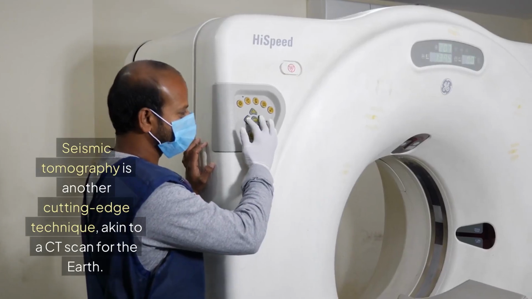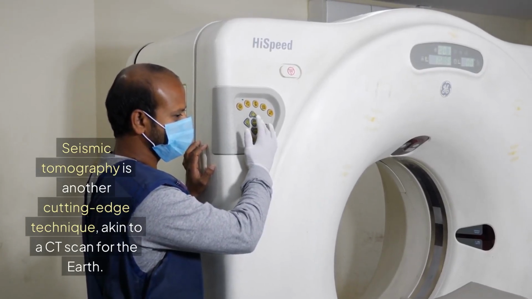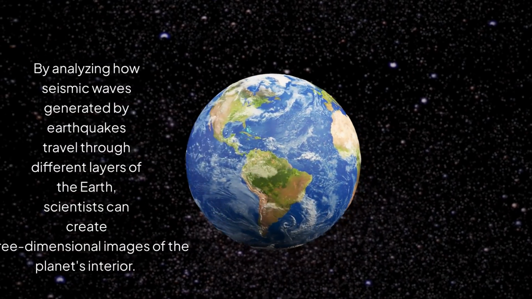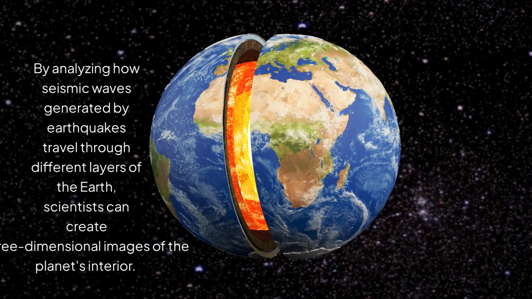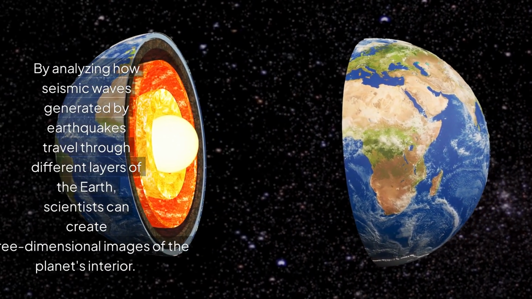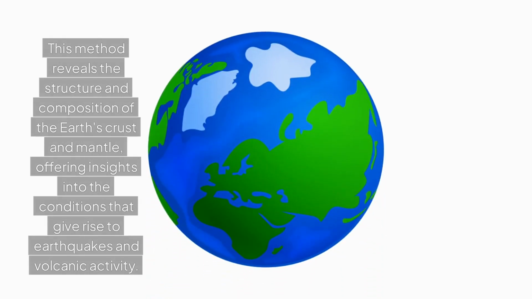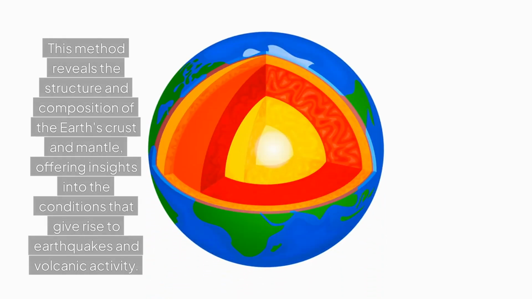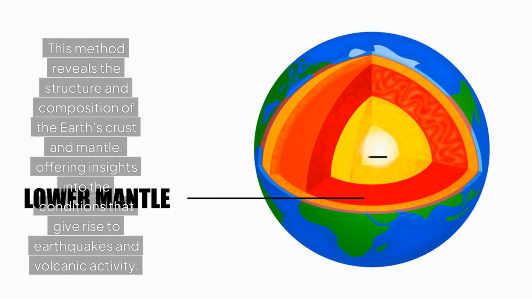Seismic tomography is another cutting-edge technique, akin to a CT scan for the Earth. By analyzing how seismic waves generated by earthquakes travel through different layers of the Earth, scientists can create three-dimensional images of the planet's interior. This method reveals the structure and composition of the Earth's crust and mantle, offering insights into the conditions that give rise to earthquakes and volcanic activity.